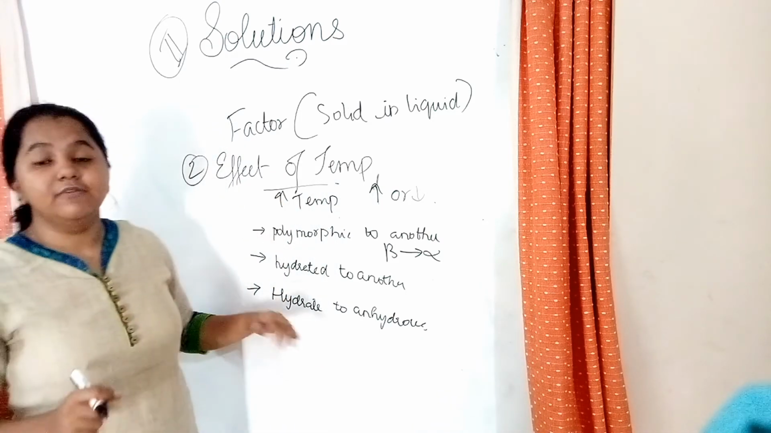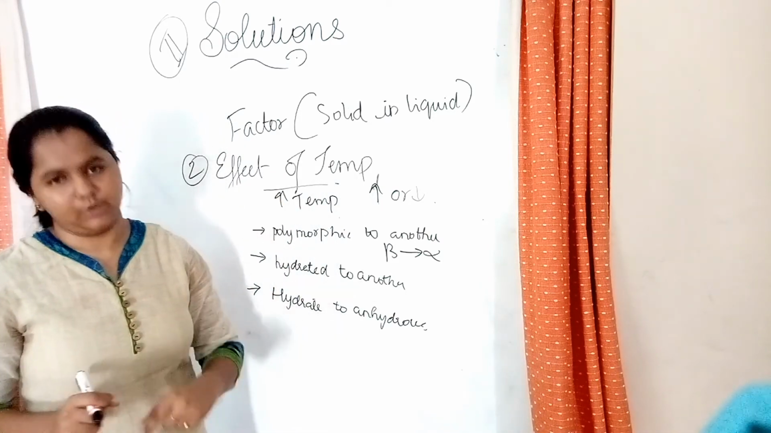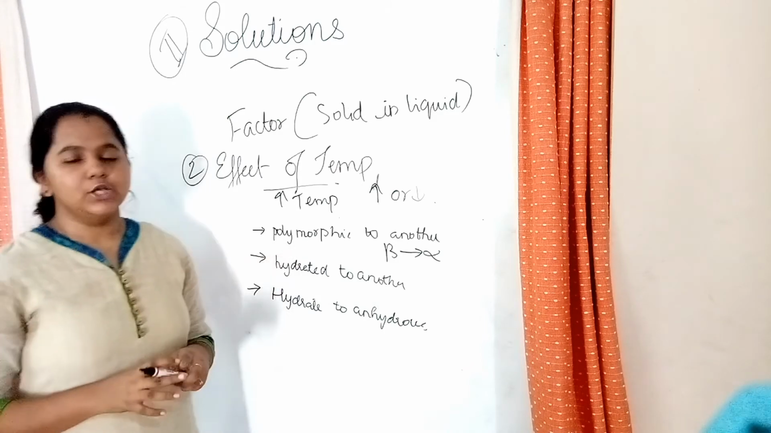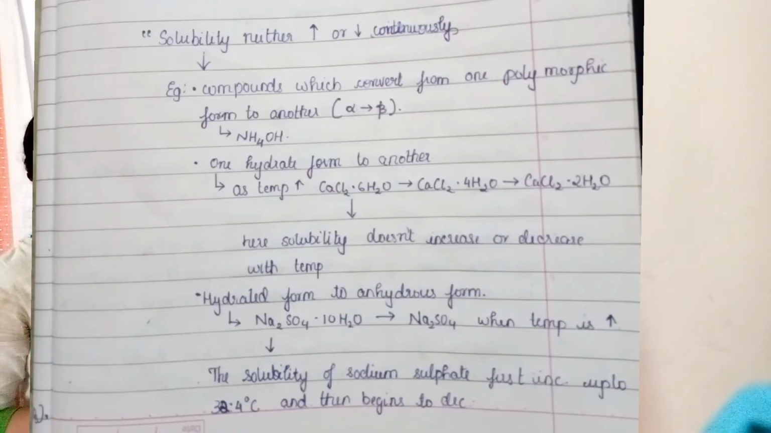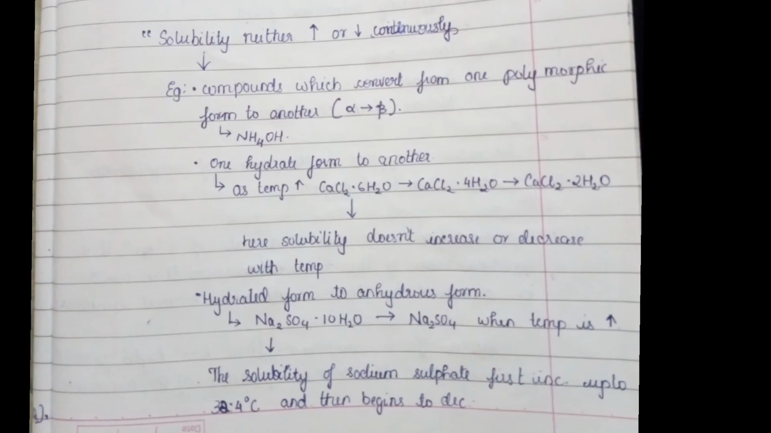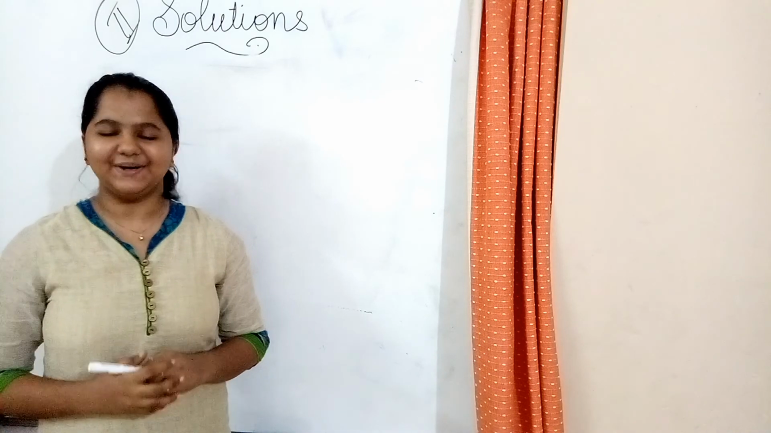And from a hydrated form to an anhydrous form. The examples look like this. Compounds which convert from one polymorphic form to another: NH4OH. One hydrated form to another: CaCl2.6H2O, CaCl2.4H2O, which converts to CaCl2.2H2O. Hydrated form to anhydrous form: Na2SO4.10H2O to Na2SO4.